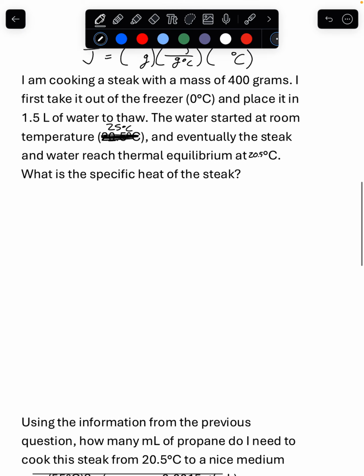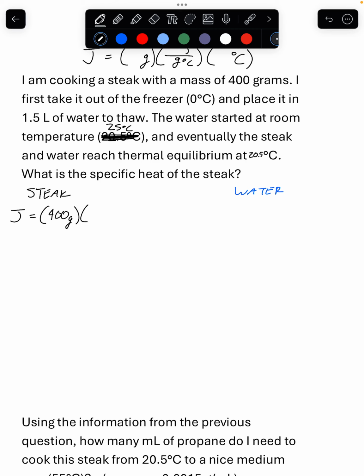Well, let's just write down everything we know about the steak, and we'll use a different color to write down everything we know about the water. I don't know how much energy was involved with the steak, but I do know the mass is 400 grams. I don't know the specific heat. That's what I'm solving for. But I do know the change in temperature. It went from 0 and ended at 20.5. So that's a change of 20.5 degrees C. Okay, well, I can see right away I have two unknowns, the energy and the specific heat, and only one equal sign. So that's not going to work.